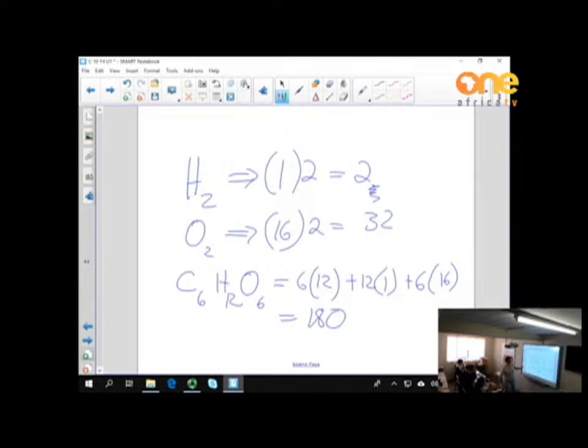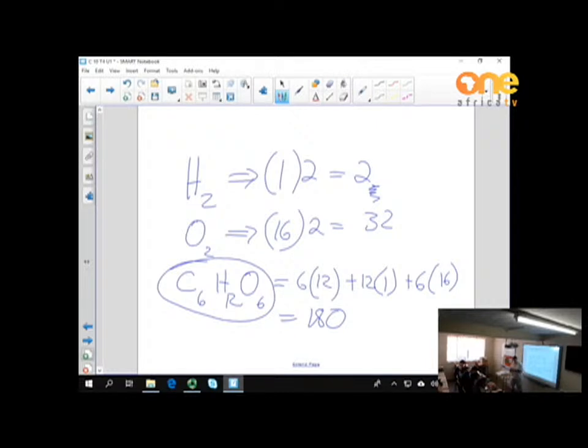So, if I have 180 grams measured out on a balance, then I will have 6,022 times 10 to the power 23 glucose or sugar molecules, yes, particles. If I asked you what would the mass of hydrogen be in this, it would be 12 out of 180. In terms of mass, it would be 12 grams out of a possible 180 that belongs to hydrogen.